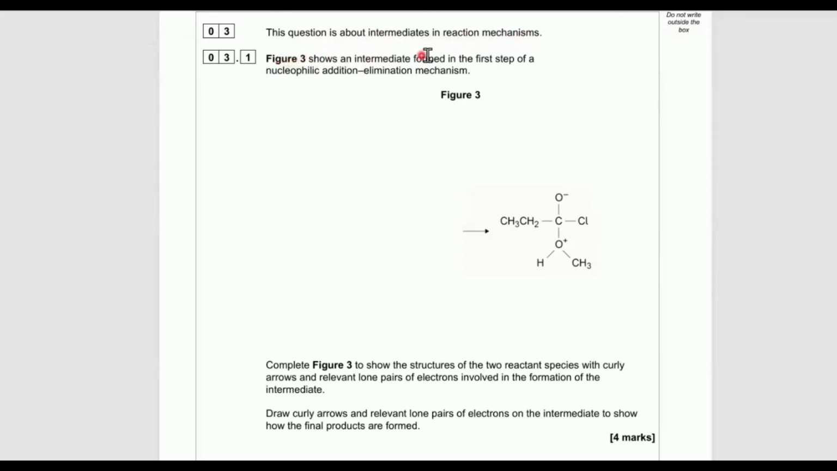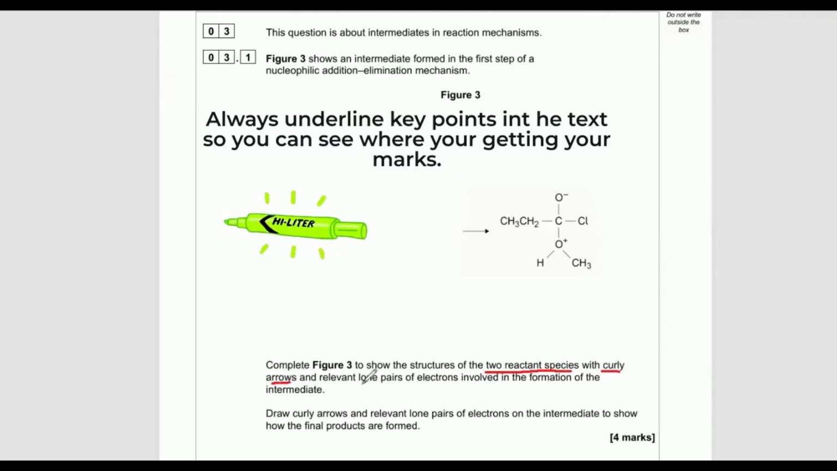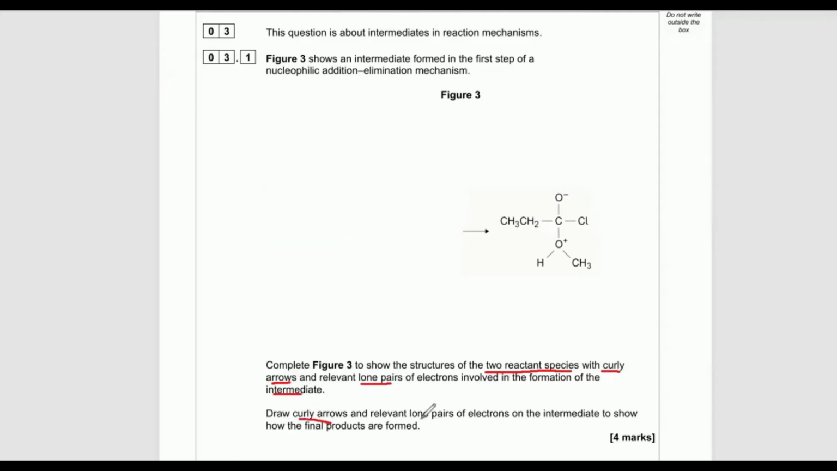For A-level chemistry for AQA, let's get into it. This question is about intermediates in reaction mechanisms. 3.1, figure 1 shows an intermediate formed in the first step of a nucleophilic addition elimination mechanism. Complete figure 3 to show the structures of the 2 reactant species with curly arrows, relevant lone pairs of electrons involved in the formation of the intermediate shown on the page. Draw curly arrows, relevant lone pairs on the intermediate to show the final products and how they're formed. 2 marks for each of those sections.